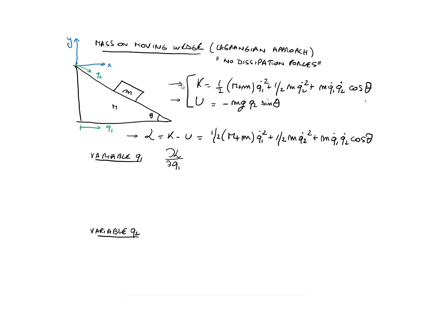So the only thing that we have to do is to compute the partial derivative of the Lagrangian over q1 dot, and that's simply M plus m times q1 dot. That's this term here. There's another contribution coming from here. It's quite simple: m q2 dot cos theta. The first term asks for the time derivative of the partial derivative of the Lagrangian.